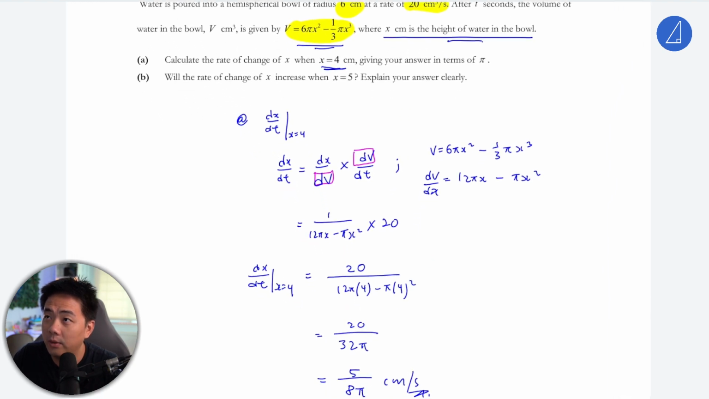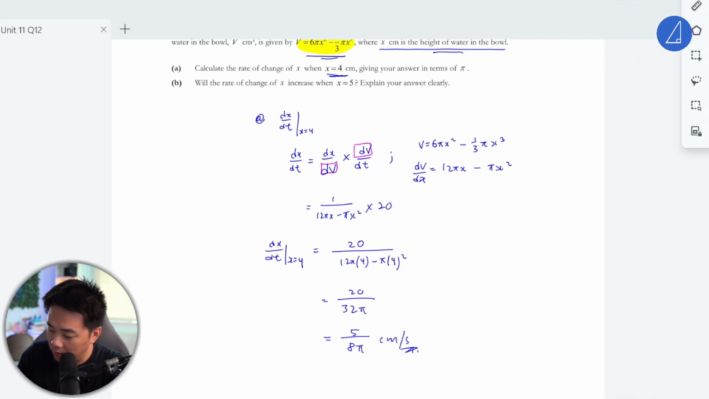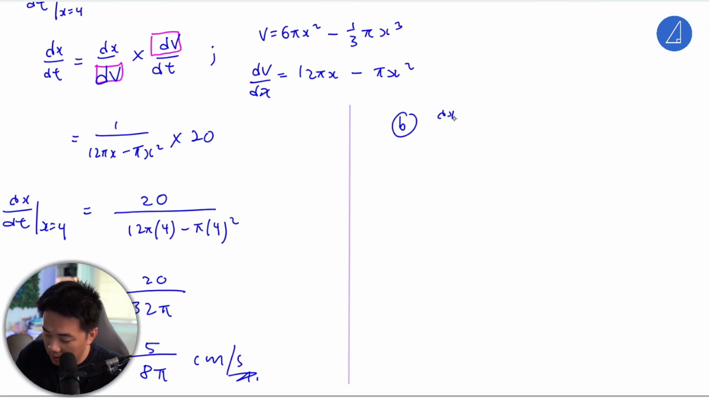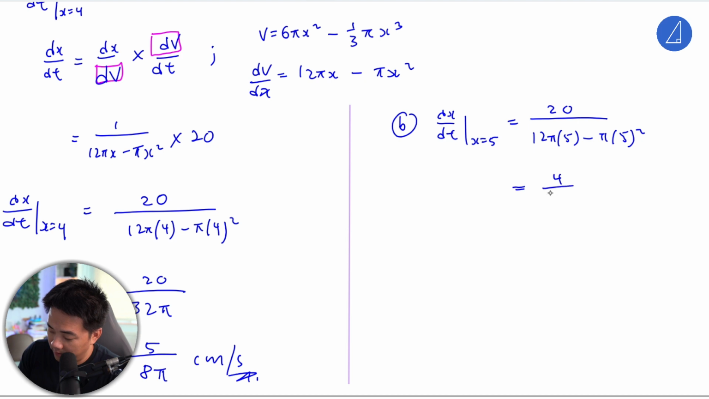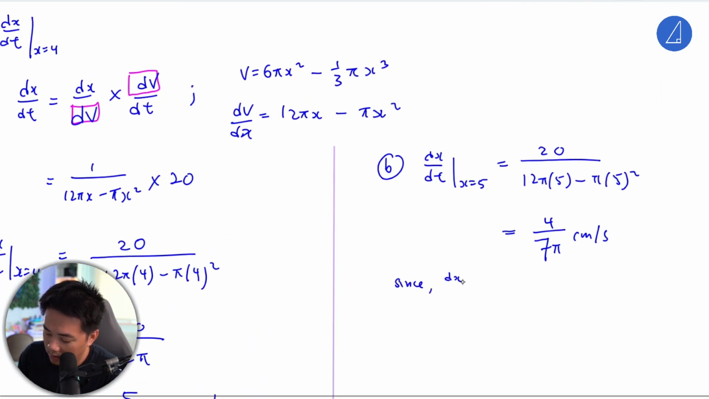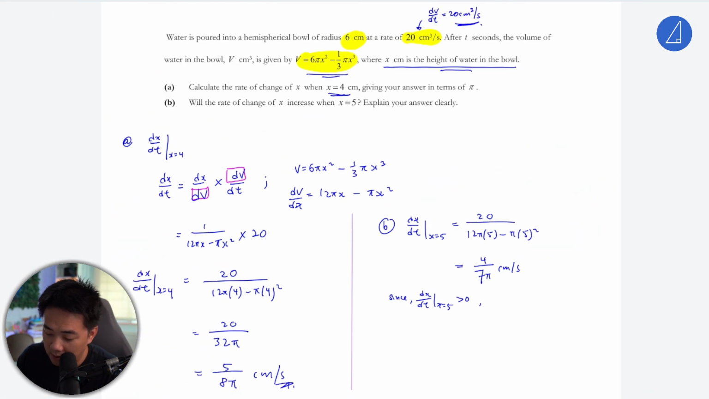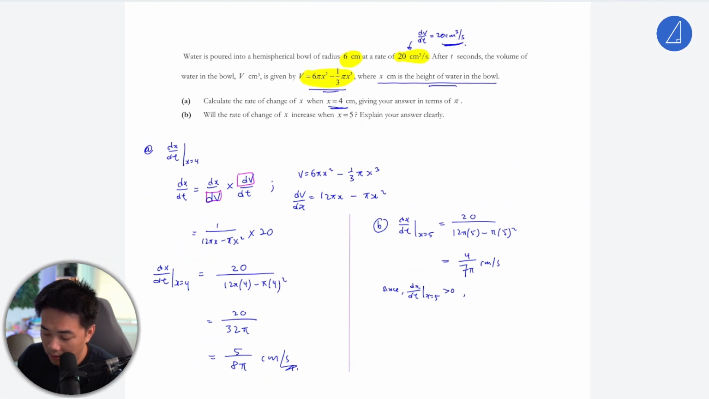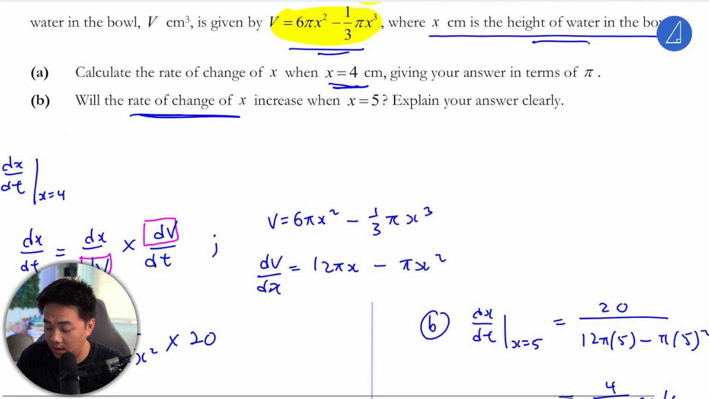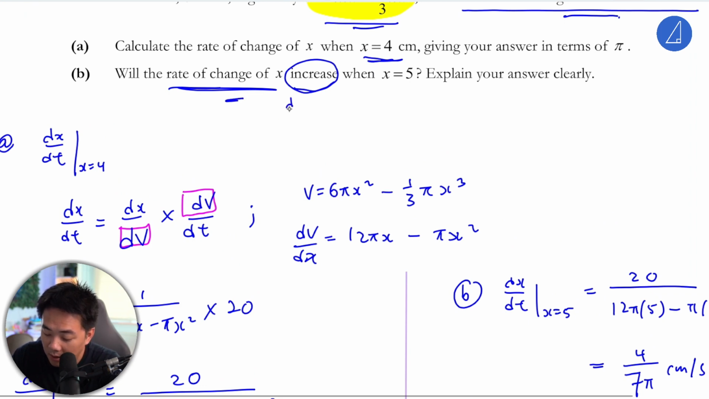So that's it. The last part, they ask, will the rate of change of x increase when x equals 5? We could just key into the calculator and compute the value of dx/dt when x equals 5. So this is 20 over 12 pi times 5 minus pi times 5 squared. You work it out, it's 4 over 7 pi cm per second. Since dx/dt when x equals 5 is a positive value, hence the rate of change of x increases. Meaning to say, we need to see the rate of change of x increase.